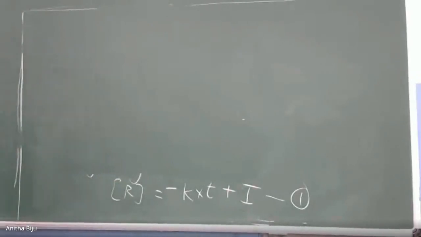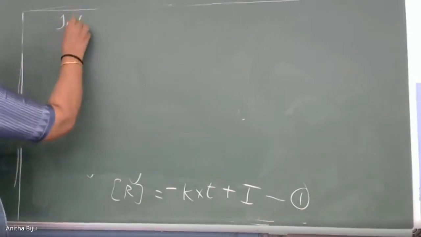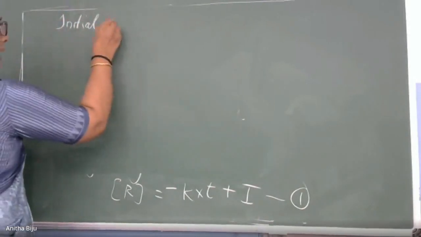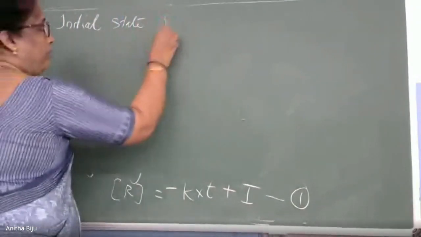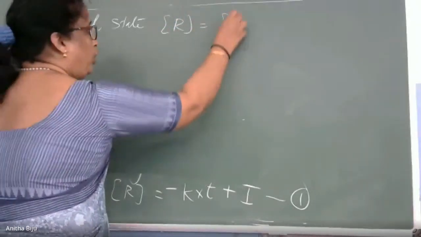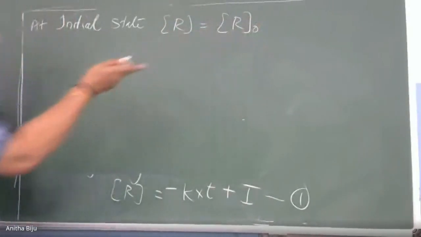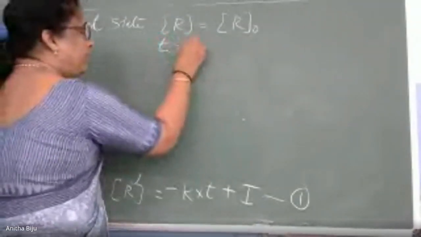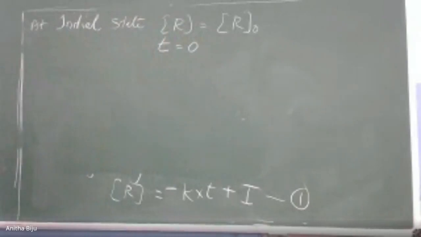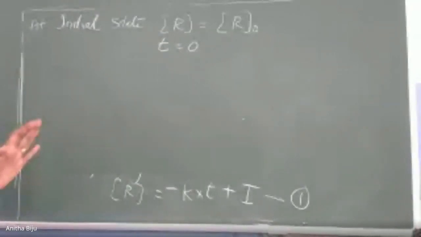Now we need to find out the value of I. For that we have to take the initial value. At the initial state, R is equal to R naught. I have written R naught as R0. That 0 represents the initial concentration of reactant. And at the initial state, what is the value of time? Time is also equal to 0. Initially, R is equal to R naught and T is equal to 0, because at the start of a reaction time will be 0.